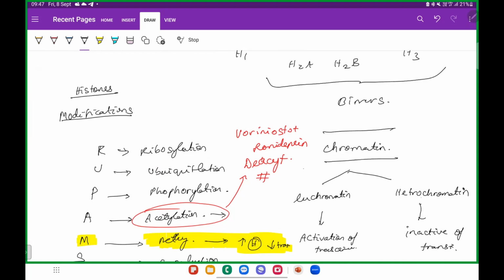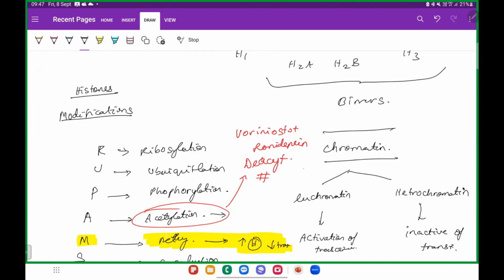So this is going to be called histone modification. What is euchromatin? Euchromatin means uncondensed chromatin, so the chromatin is open to give DNA. Whereas in heterochromatin, they are going to be condensed. So transcription is going to be inactive in this. I hope you can understand that.